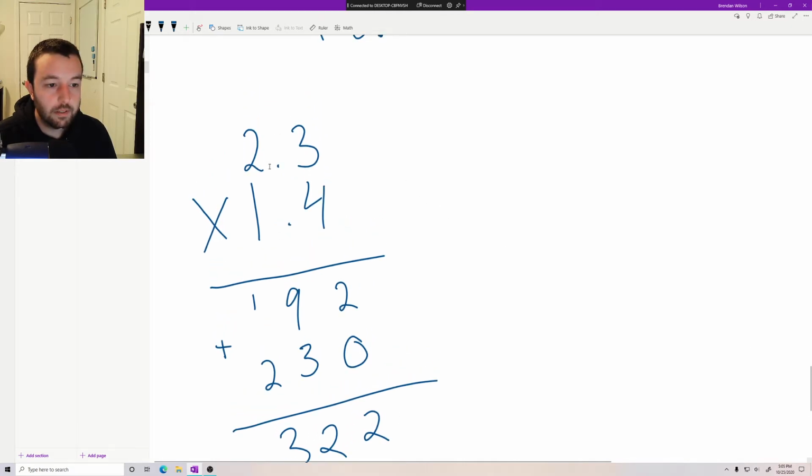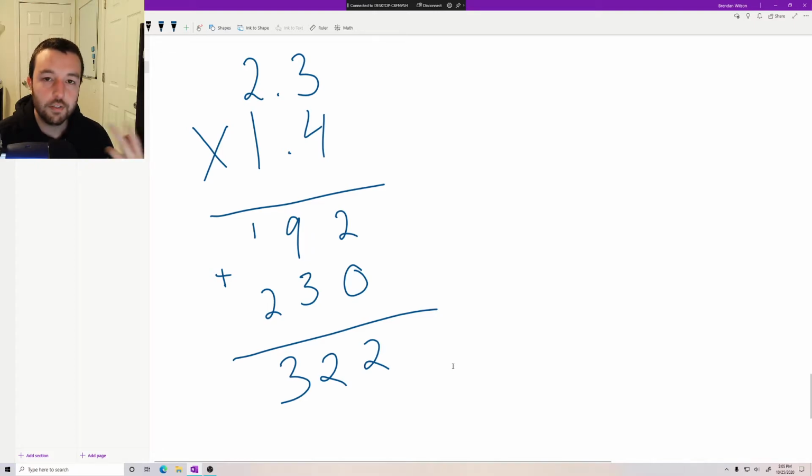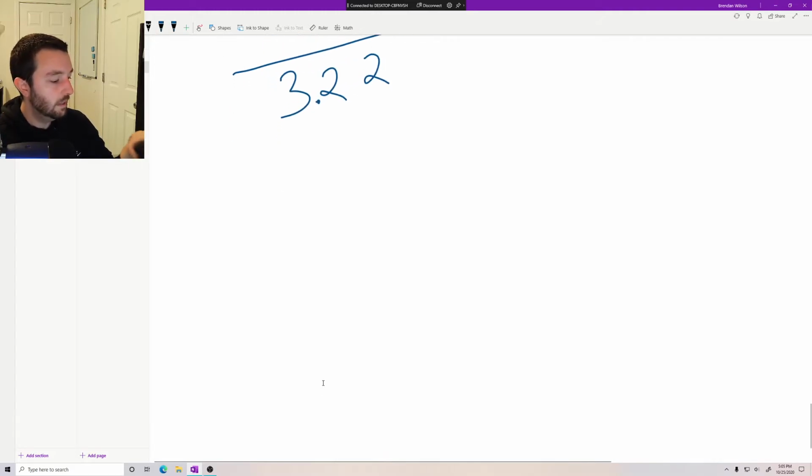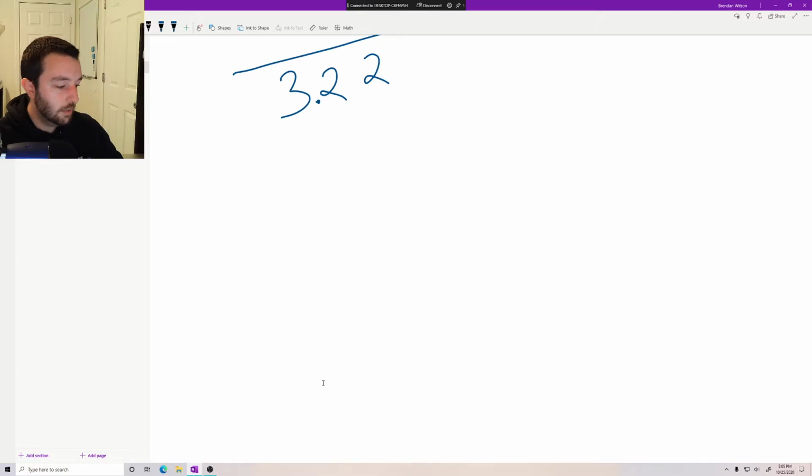And then we're going to go up here and count how many decimal places we had. Well, we have 1 in 2.3, we have 1 in 1.4, so altogether we have 2, right? So now we're going to go down to our answer and we're going to add 2 decimal places to it. So that means that we should have 2 numbers to the right of the decimal, meaning we're going to put the decimal right here. So our answer is 3.22. Okay. So this is just multiplication as normal, but with that 1 extra step at the end.